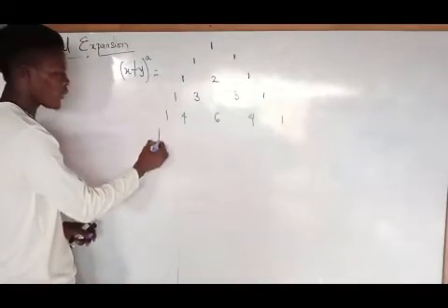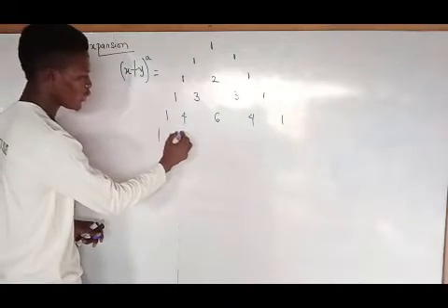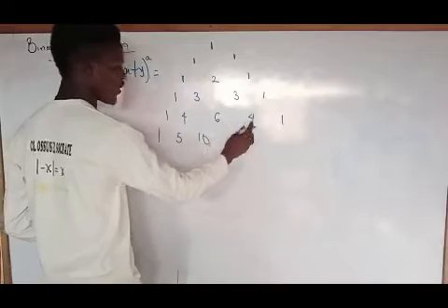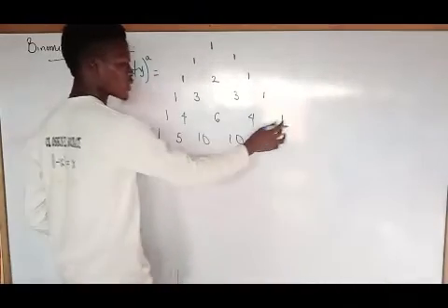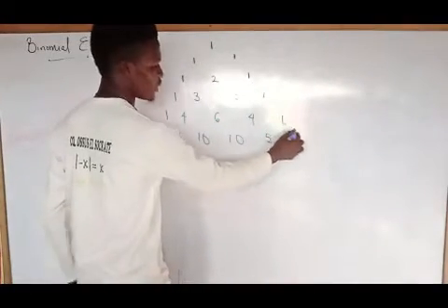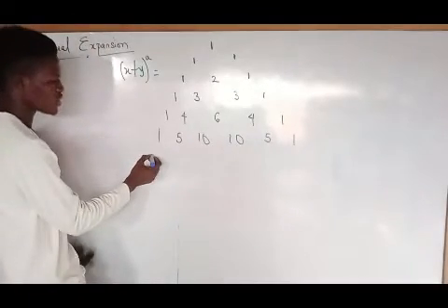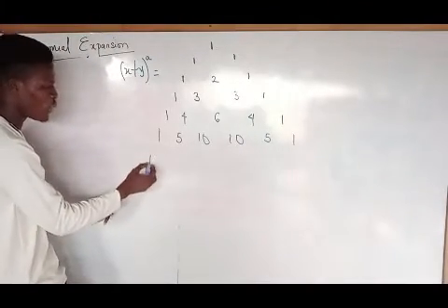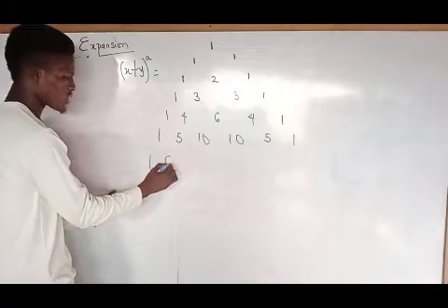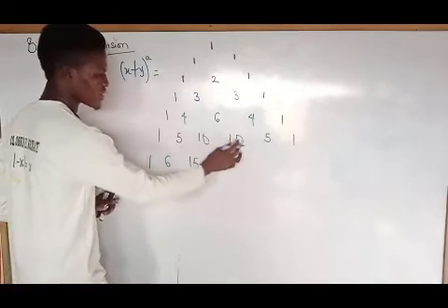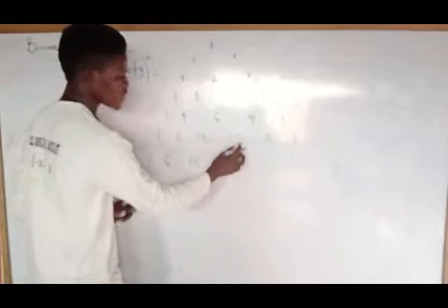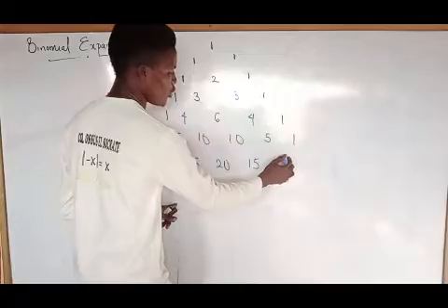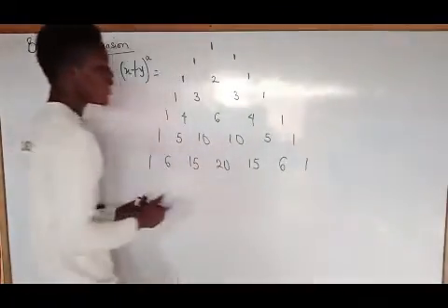So you go again, start with 1 again. 1 plus 4 gives me what? 5. 4 plus 6 gives me what? 10. 6 plus 4 gives me what? 10. 4 plus 1 gives me what? 5. And you end with 1 again. So the last one, let's stop here for now. Start with 1 again. 1 plus 5 gives me what? 6. 5 plus 10 gives me what? 15. 10 plus 10 gives me what? 20. 10 plus 5 gives me what? 15. 5 plus 1 gives me what? 6. Then you end with 1 again.